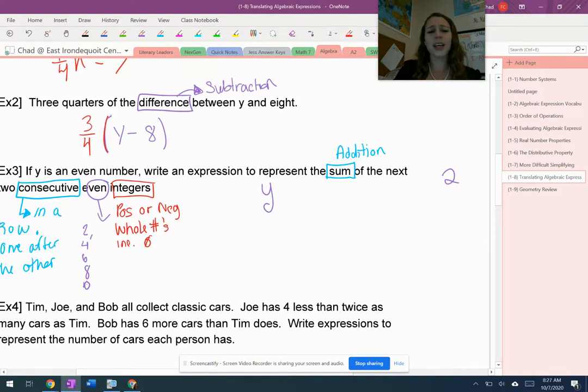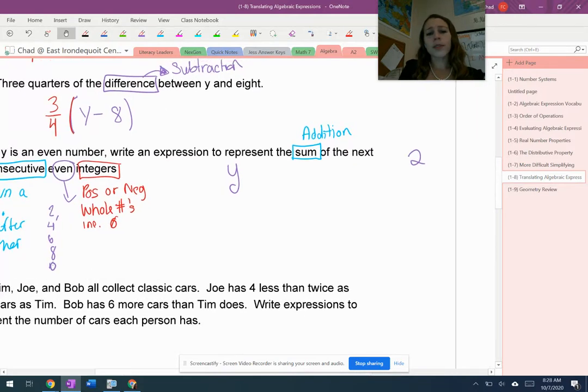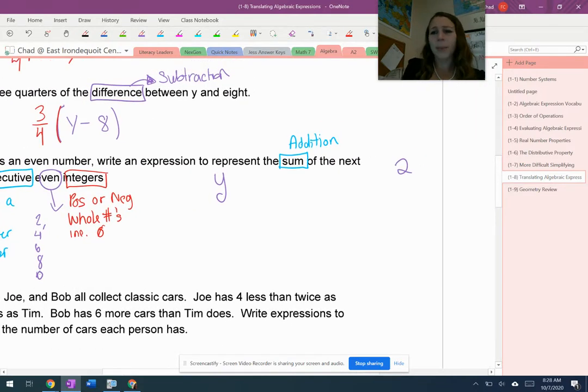So consecutive, in a row. So if I'm starting with 2, what are the next 2 even numbers, even integers, even whole numbers after 2? Well, 2, 3, why am I not picking 3? 3 is not even. So 4. 4 is the next even number. And then after 4, not 5, but 6.